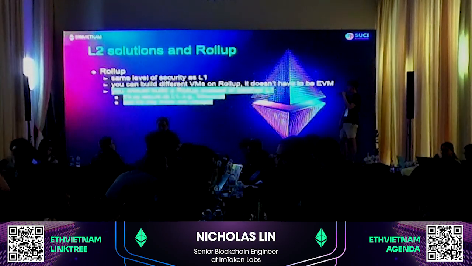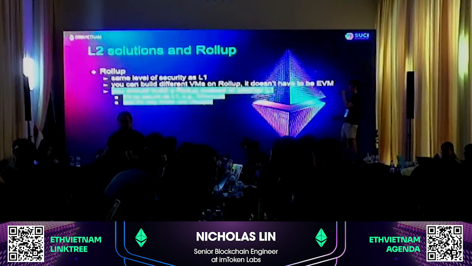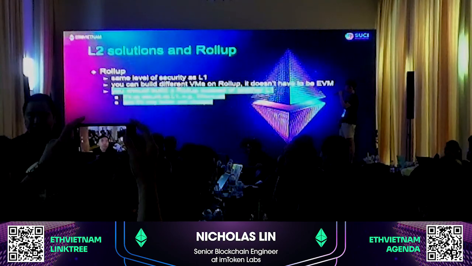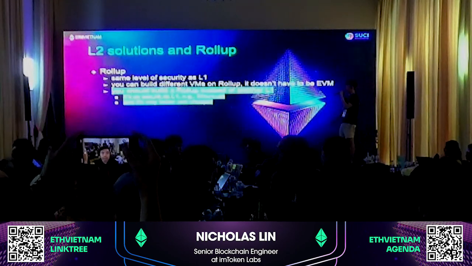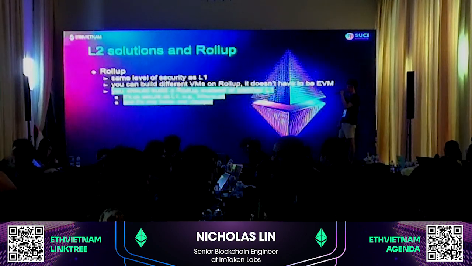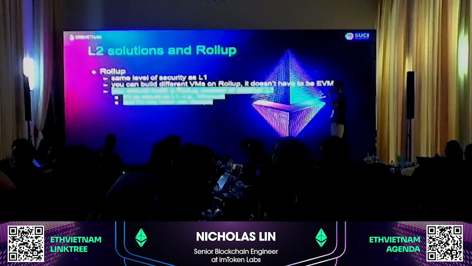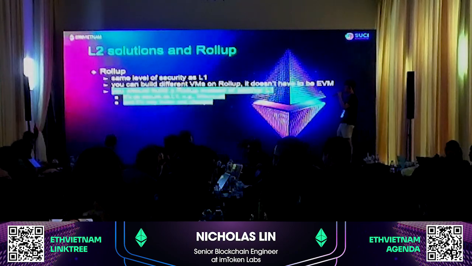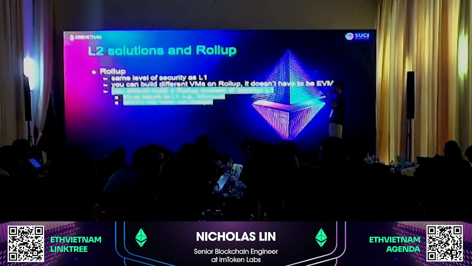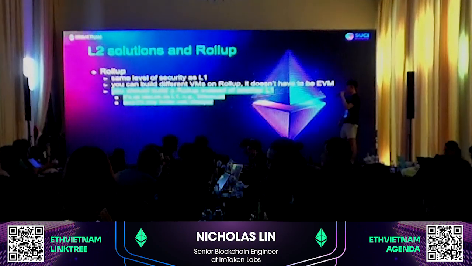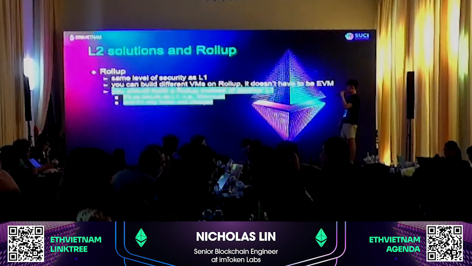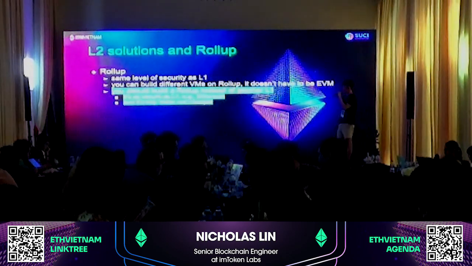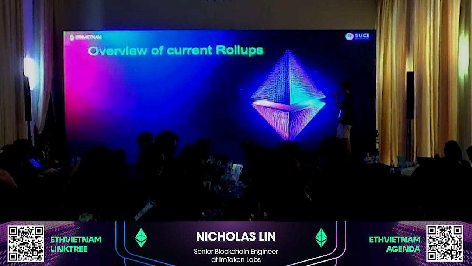So what's so important about rollup is that it shares the same levels of security as layer 1. And you can build different VMs on rollups. It doesn't have to be EVM. You can build every VM you can possibly imagine on rollup. So the catch is that you should definitely build a rollup instead of another layer 1, because your rollup is as secure as layer 1. For example, Ethereum, where it's secured by billions of dollars on layer 1. And besides, it is also way faster and cheaper than layer 1. Yep, so that's the introduction of layer 2 solutions and rollup.